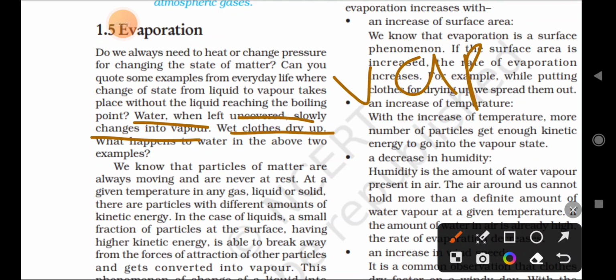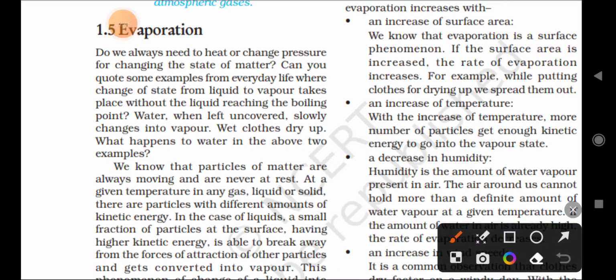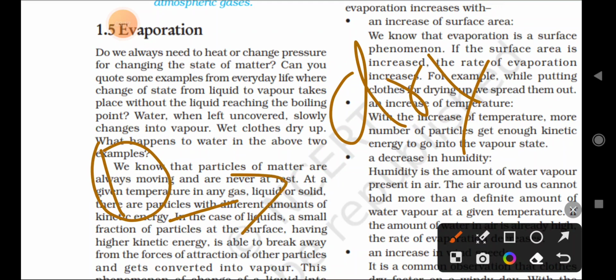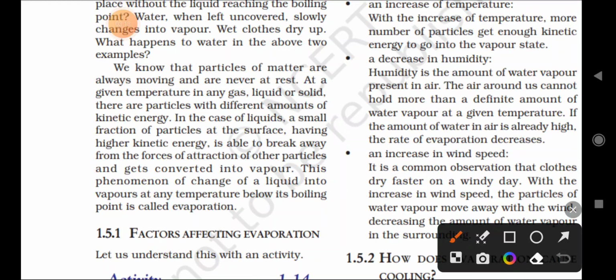Wet clothes dry up. What happens to water in the above two examples? Okay, here when your mom is washing your clothes that are very dirty because of playing sports in your surrounding area in our garden, your clothes will be dirty. For that your mother will wash them and keep them outside for drying. So after 1 hour the water present in them vanishes and the wet cloth becomes fully dry. Where does that water go? In both cases we can easily say that it is vaporized. Correct? These are simple daily life situations.